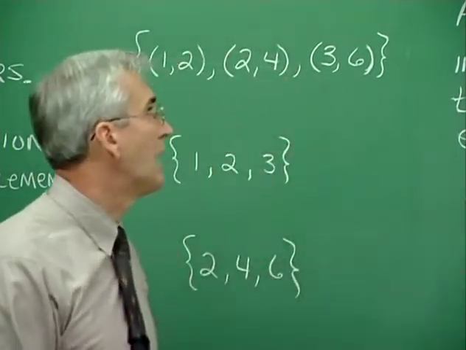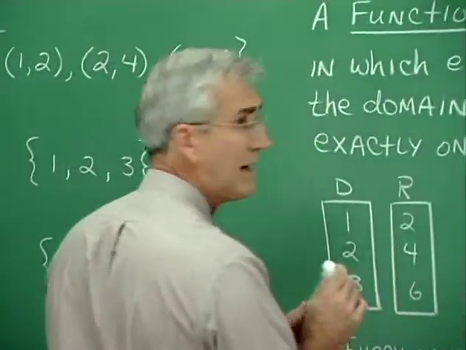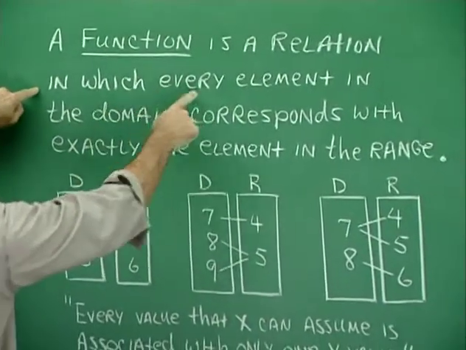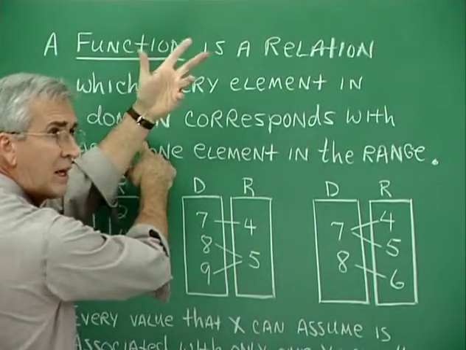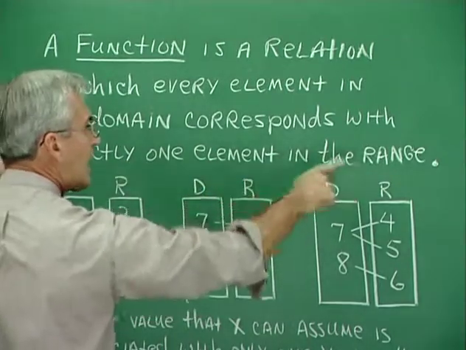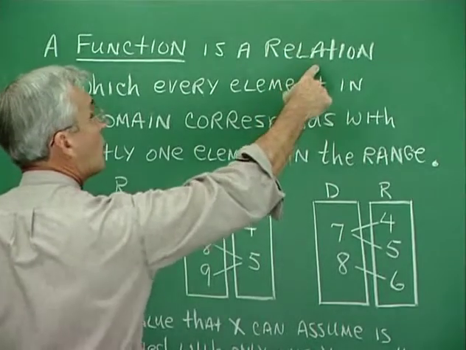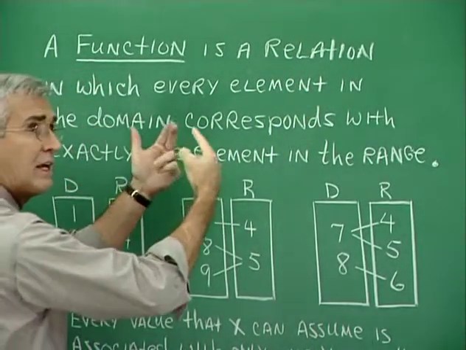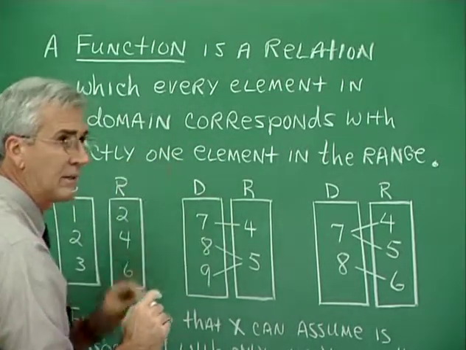Okay. Now, a function is just a special kind of relation, and here is a definition. A function is a relation in which every element in the domain, every value of x, if we're thinking of x's and y's, corresponds with exactly one element in the range. So a function is just a set of ordered pairs in which for every value that x takes on, there is exactly one value that y takes on.